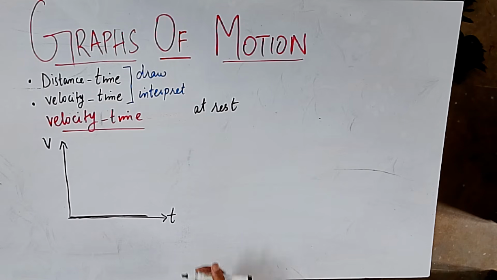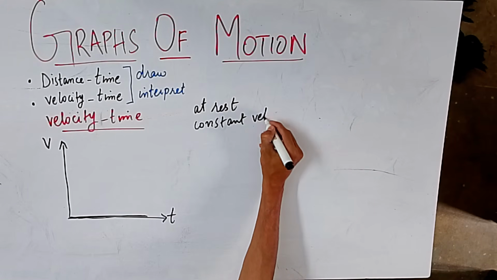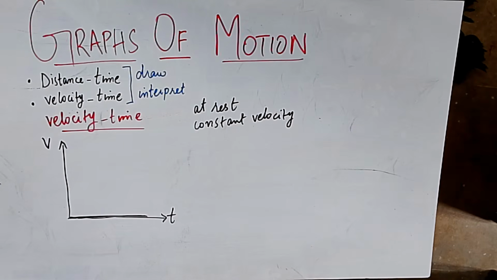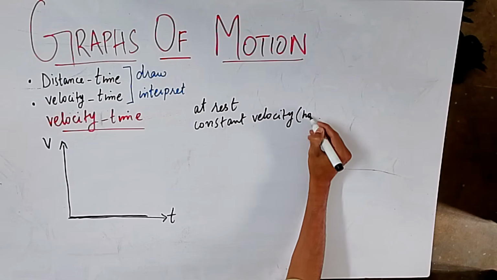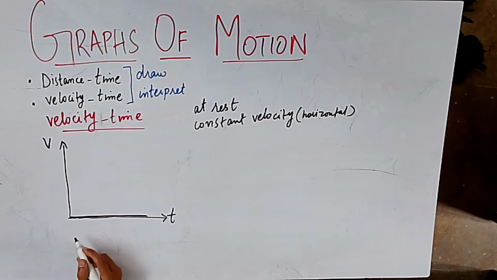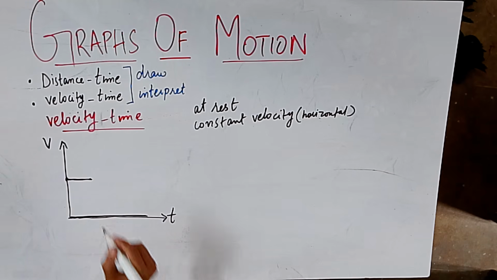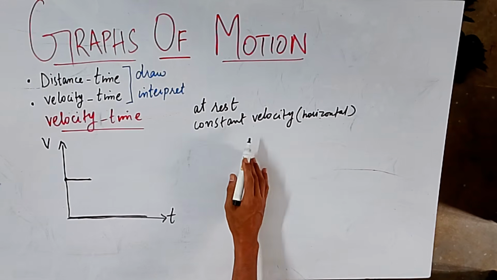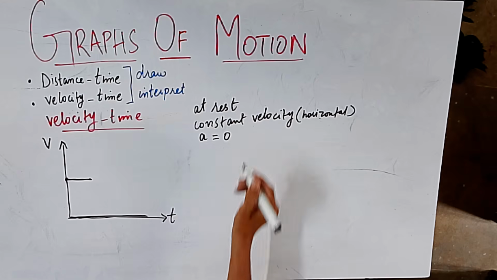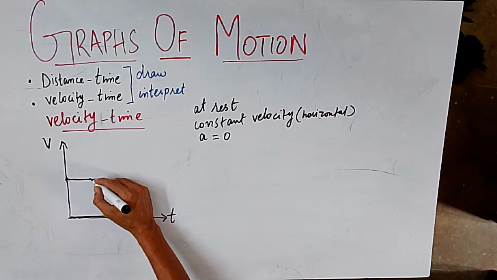Now, if an object is moving and the velocity or speed is constant, how will the line look? The line will be a horizontal line. For example, an object reached this particular point of velocity, and now its velocity is not changing. Okay, so this line is showing the constant velocity, and at this point the acceleration is actually 0. Now let's say the object's velocity started increasing, so you will get a sloped line.